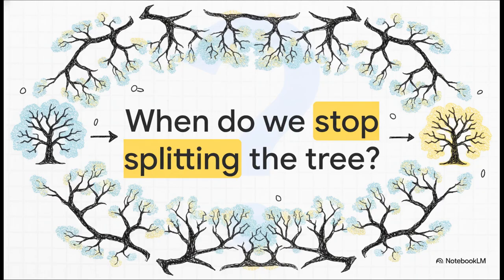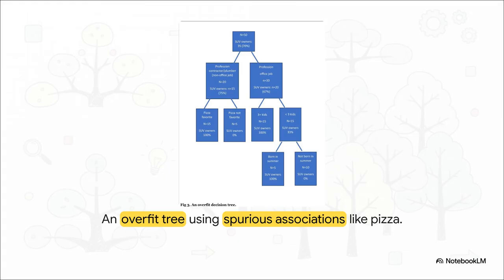But what happens when we take this massive, highly specific, overgrown tree and try to use it to predict outcomes for brand new patients? The absurdity of doing that becomes obvious pretty fast. Imagine we're trying to predict who drives a large SUV, just based on a small sample of people in a room. An overgrown tree will start off normal, splitting on logical things like your profession or how many kids you have. But to reach perfect purity, it starts finding completely spurious random chance associations.